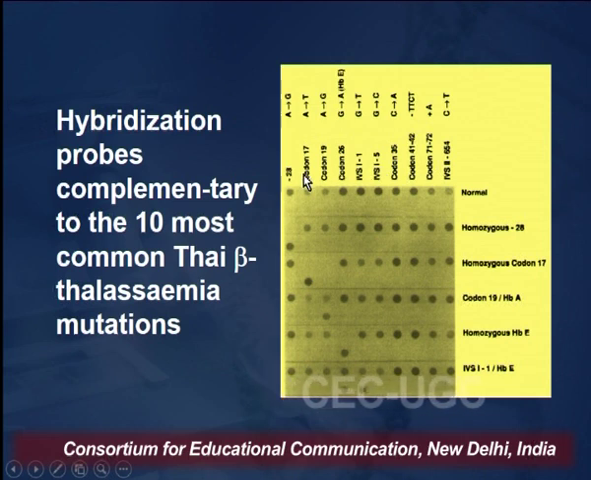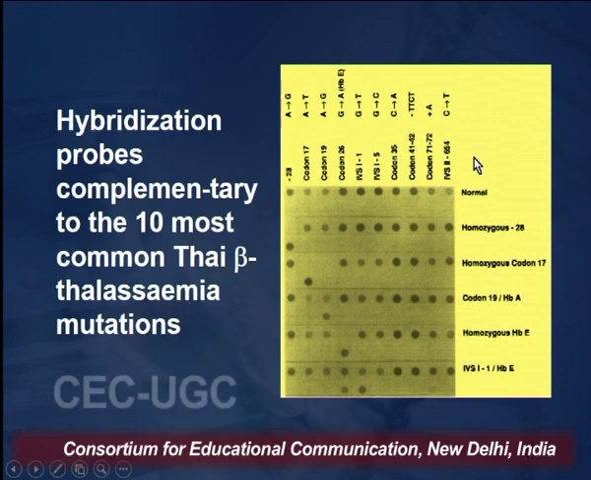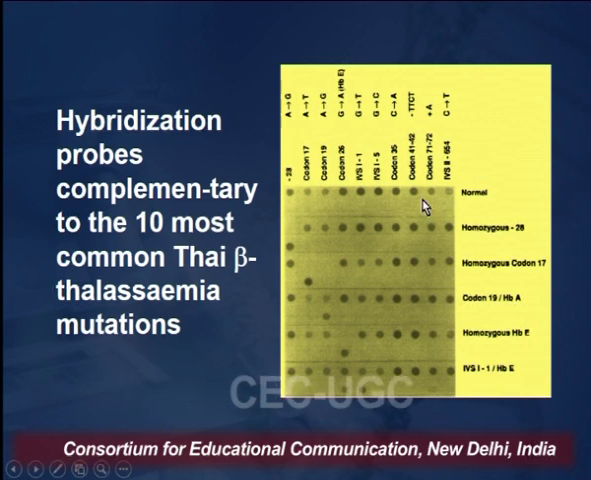Looking at this picture, it is identifying these 10 markers. These are the 10 most common beta thalassemic mutations in Thai people. In each strip there are 2 lanes, one upper lane and one lower lane. In the upper lane the normal DNA is plotted, and in the lower lane the mutated DNA. So, mutated DNA for this probe, mutated DNA for this one, mutated DNA for this, and so they have been done.